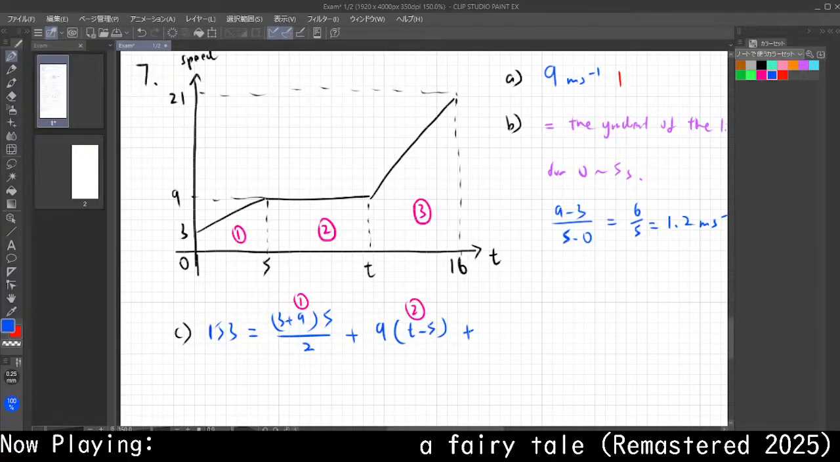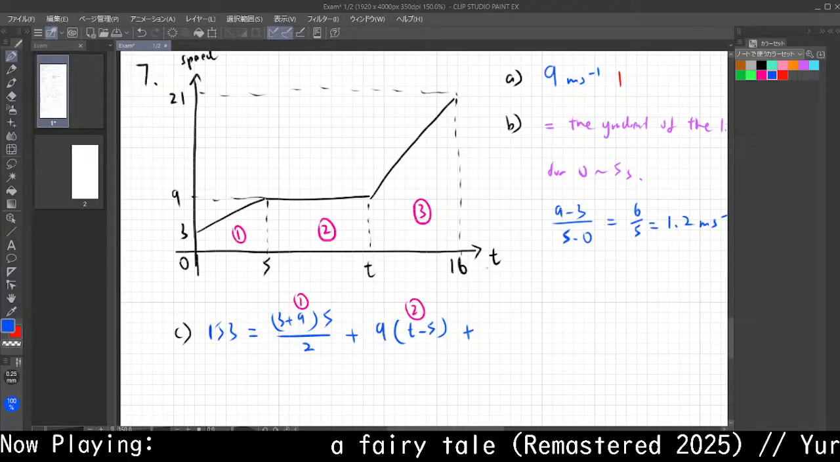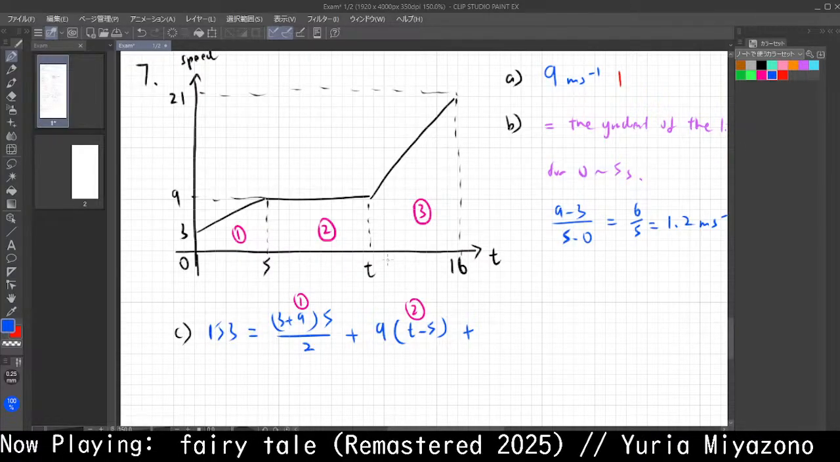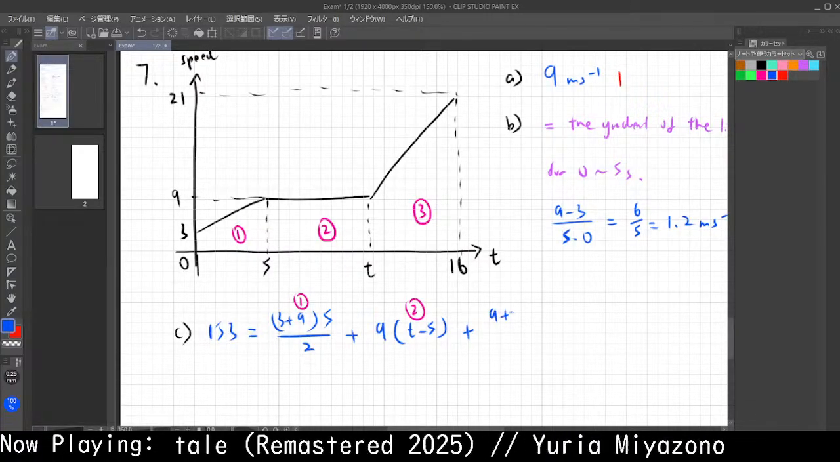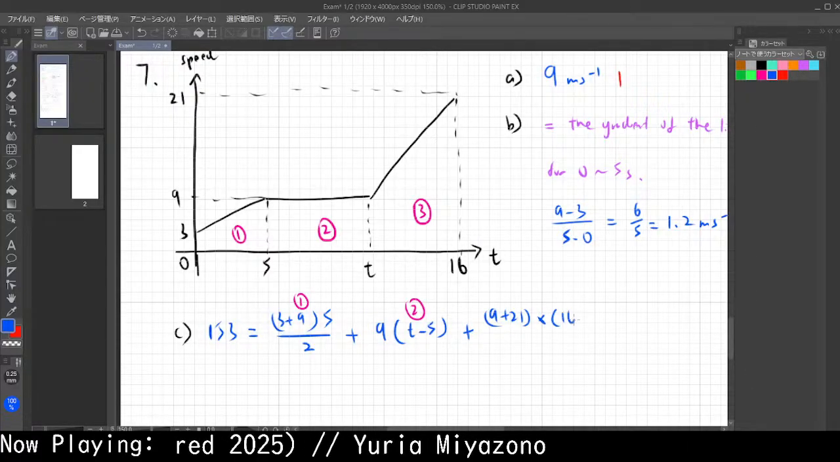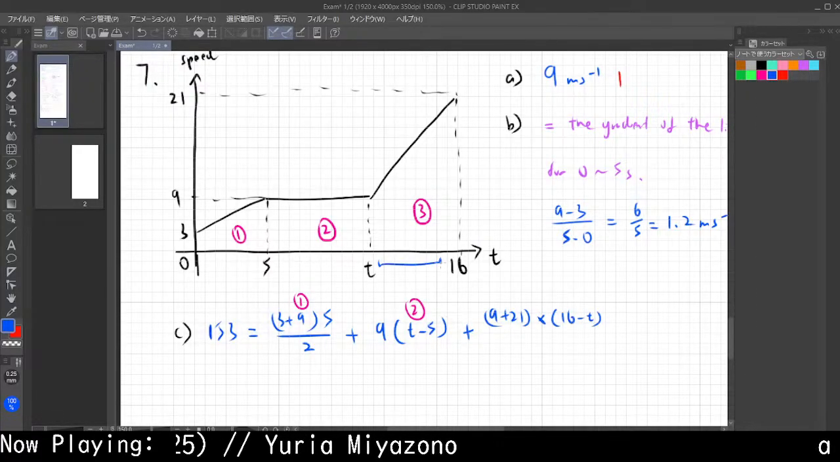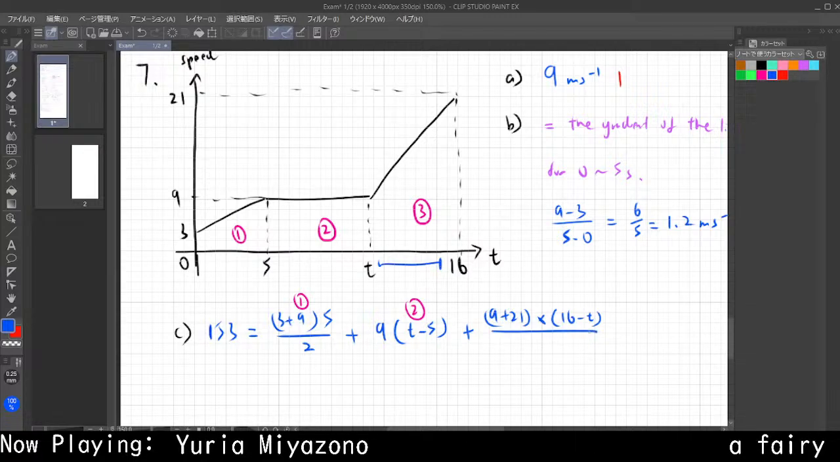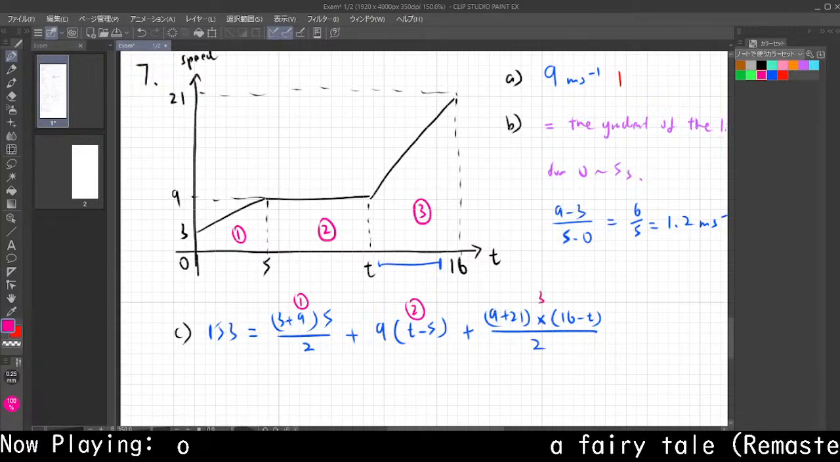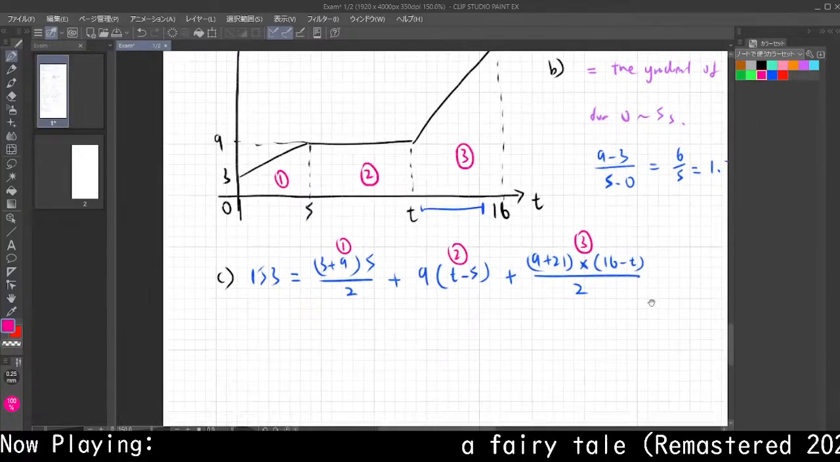Then part 3, same thing, you have another trapezium. Your parallel sides are 9 and 21 in this case, so 9 plus 21. You multiply by your height, which in this case is 16 minus t, this one over here. Then you divide by 2. So this is your part 3. Okay. And you just expand.